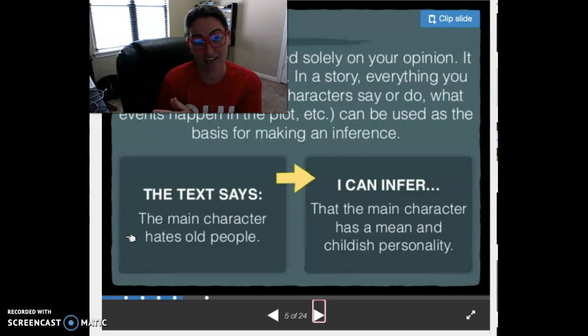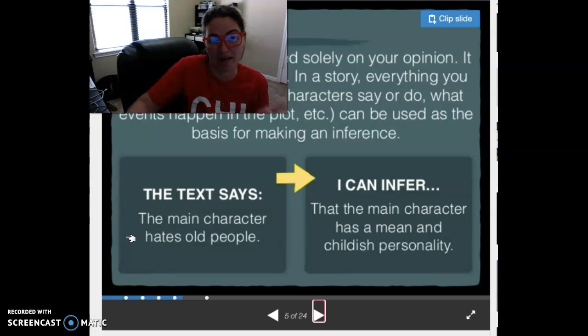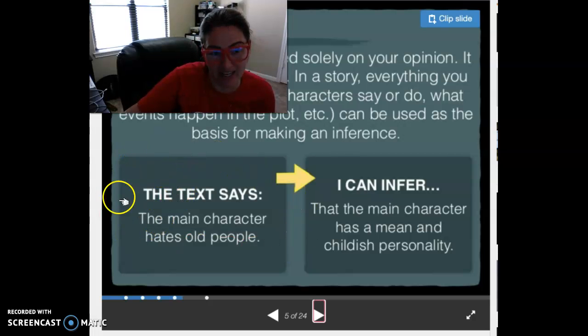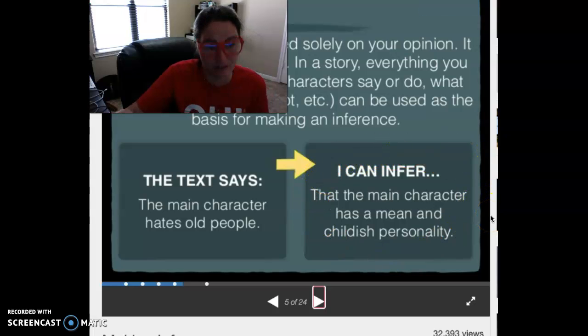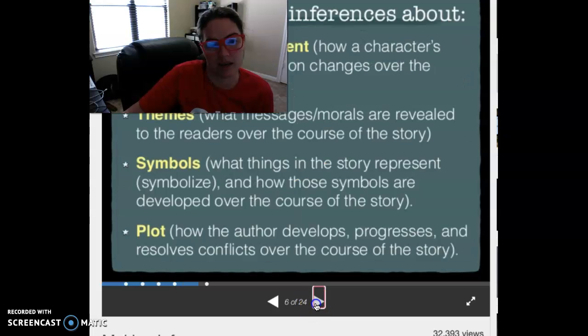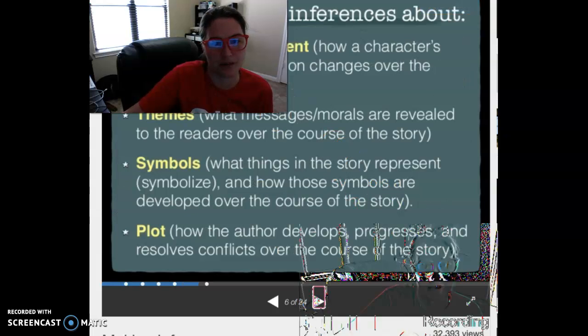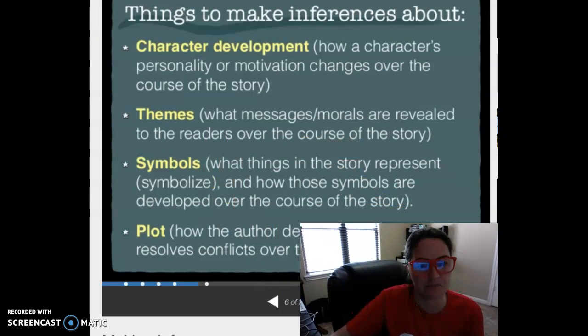Therefore, I can infer that the main character has a mean and/or childish personality. So I'm using what I've been given, what the text says, in order to lead to what my inference is. Okay? Sorry, I'm going to keep moving my video so you can see.